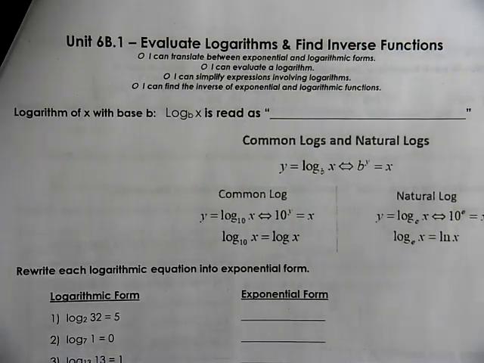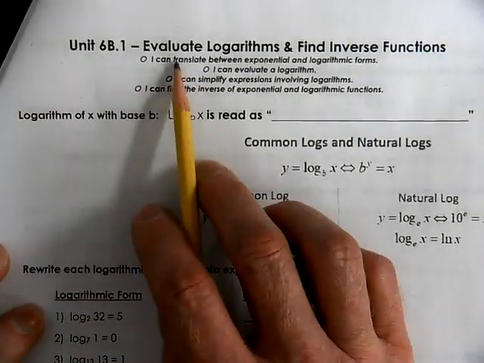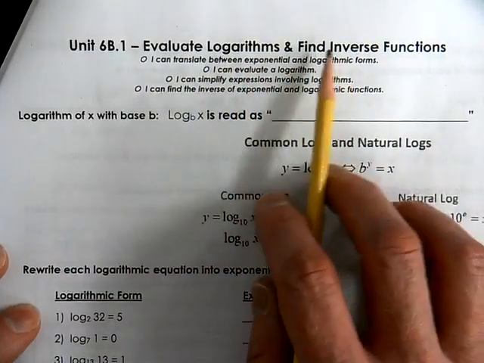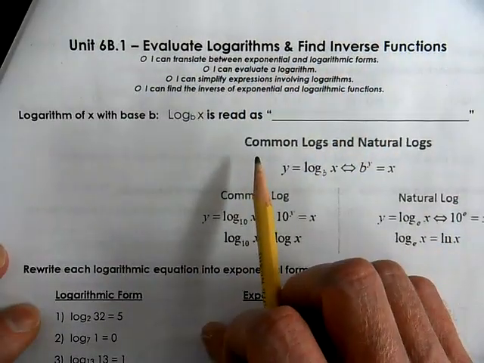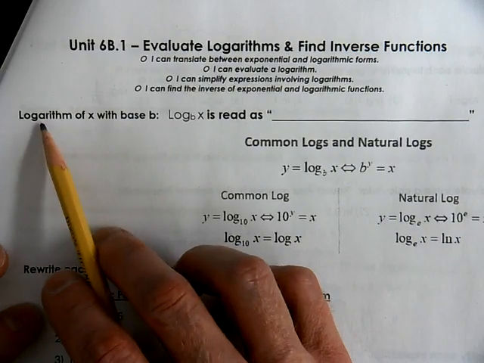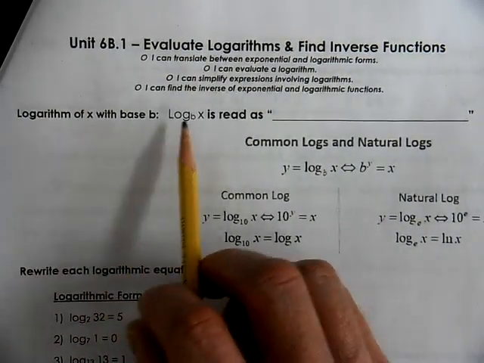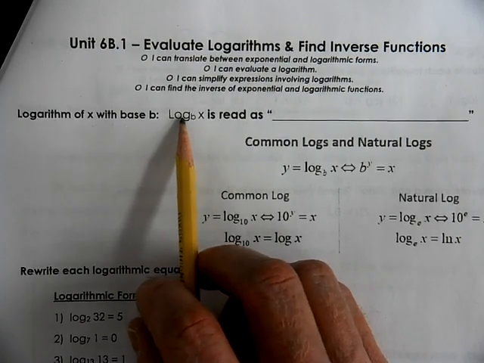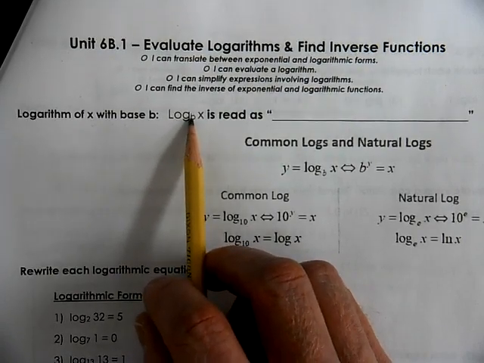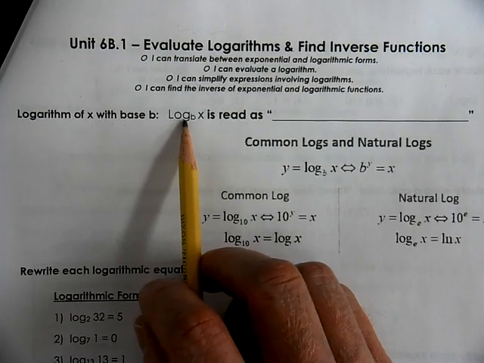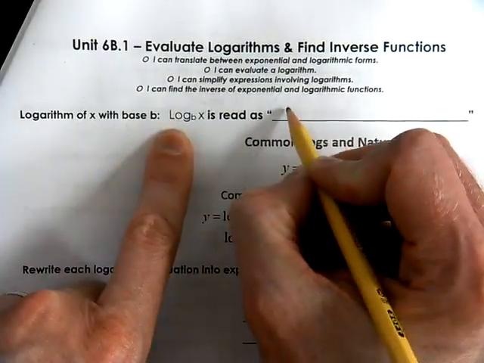This is Algebra 2 with trig, 6b.1. We're going to evaluate logarithms, and we may even find some inverse functions. What we're going to look at first is a logarithm of x with a base of b. This is logarithm base b of x. And that's how you read it.